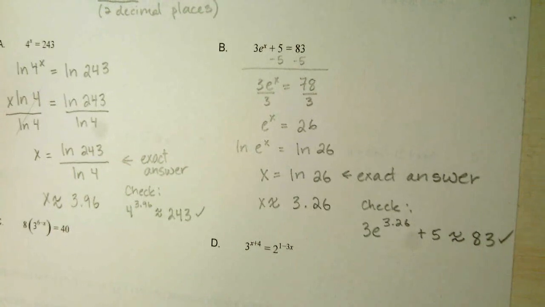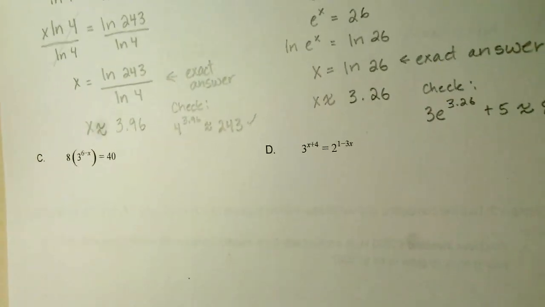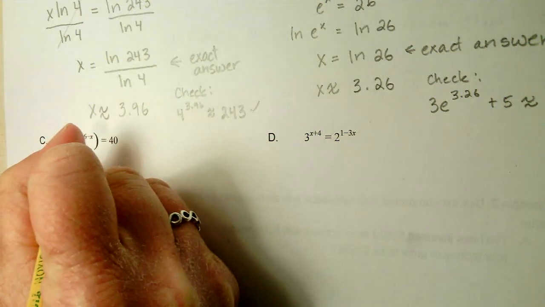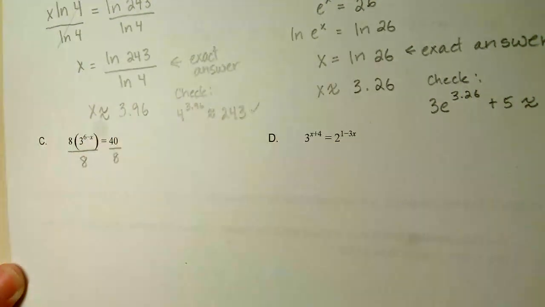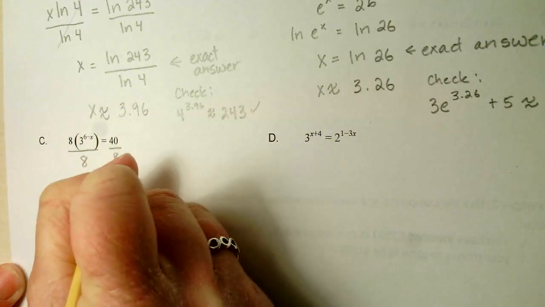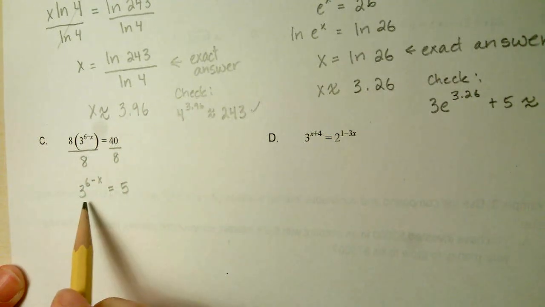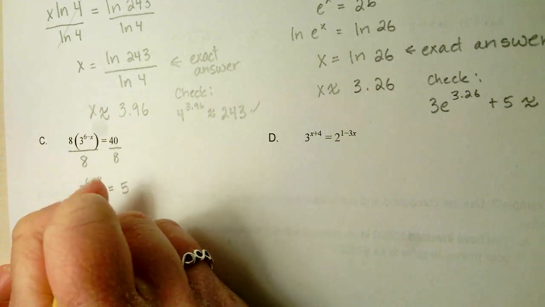Okay, let's move on to letter C. So again, we want to get our exponential expression by itself. We are going to divide both sides by 8. So I get 3 to the 6 minus x equals 5. Now that I have my exponential expression isolated, I'm going to take the natural log of both sides.